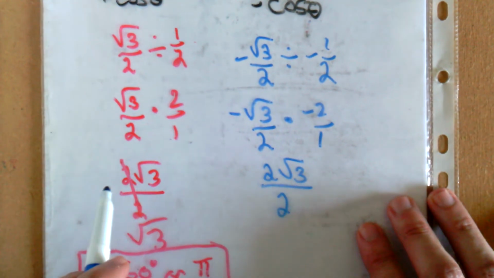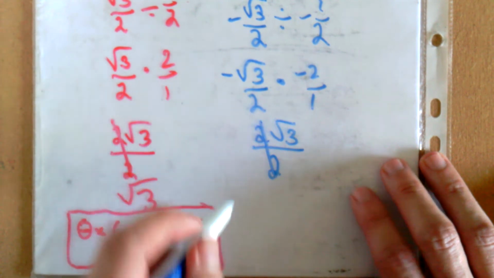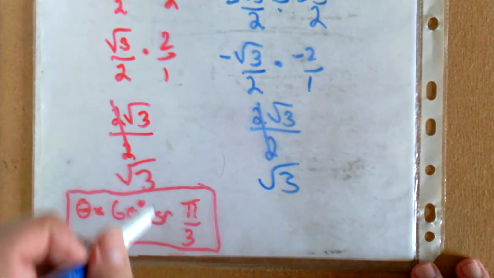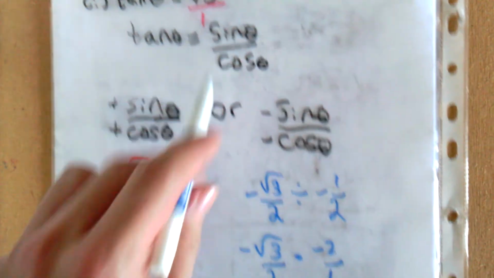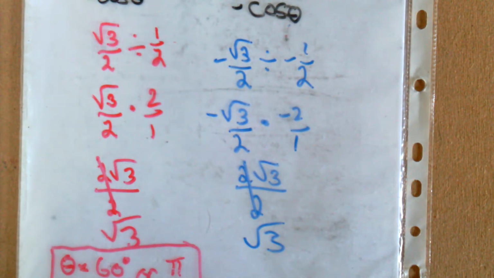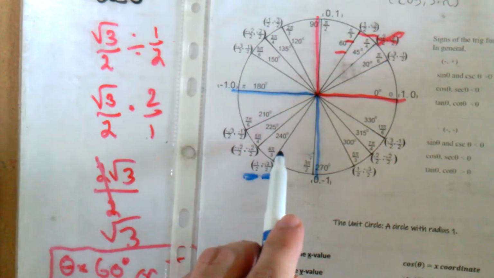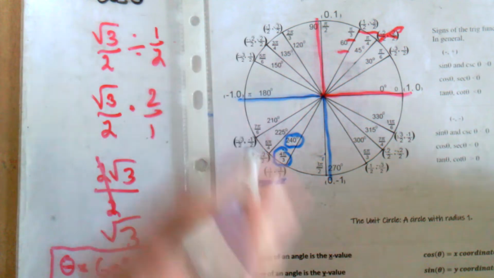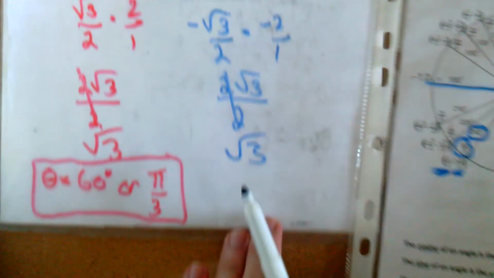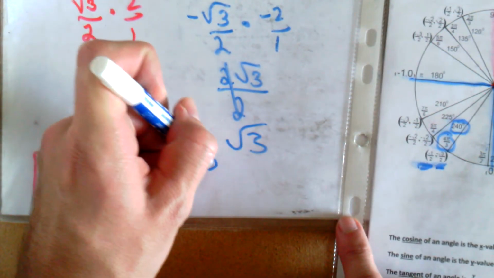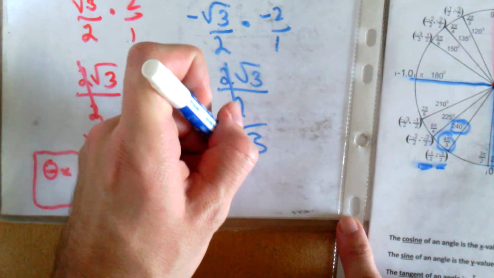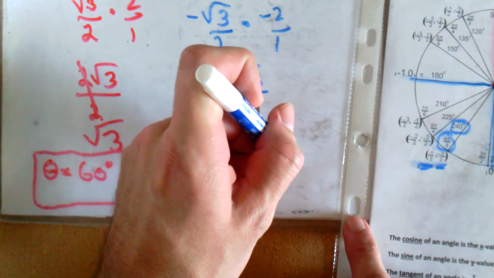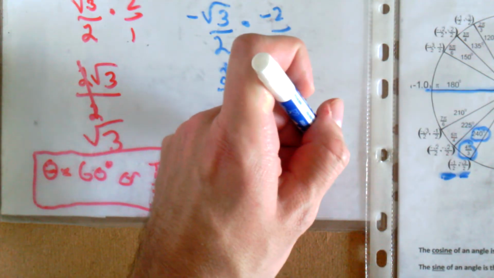Notice that's exactly what we got over here. 2 simplifies out, and we end up getting the square root of 3. So again, tangent is the square root of 3 at 240 degrees. So that's our other answer, which is the same thing as 4 pi over 3 radians. So that tells us our angle theta can be 240 degrees, or 4 pi over 3 radians, same thing.